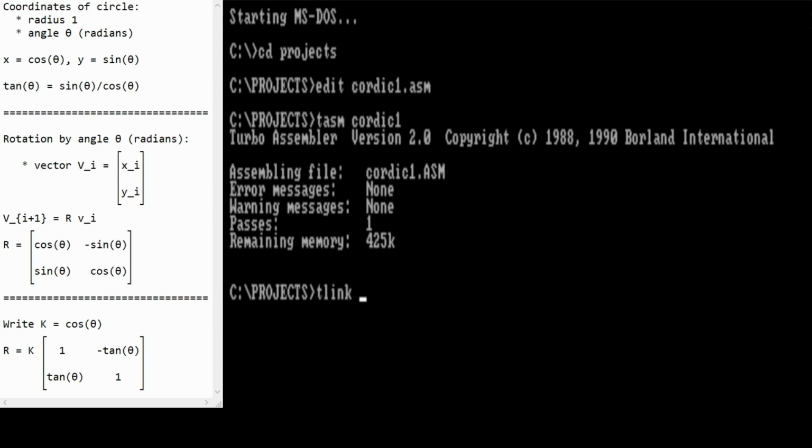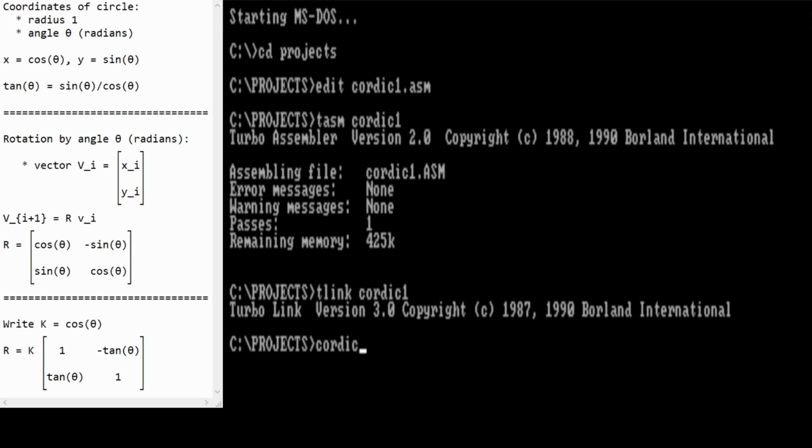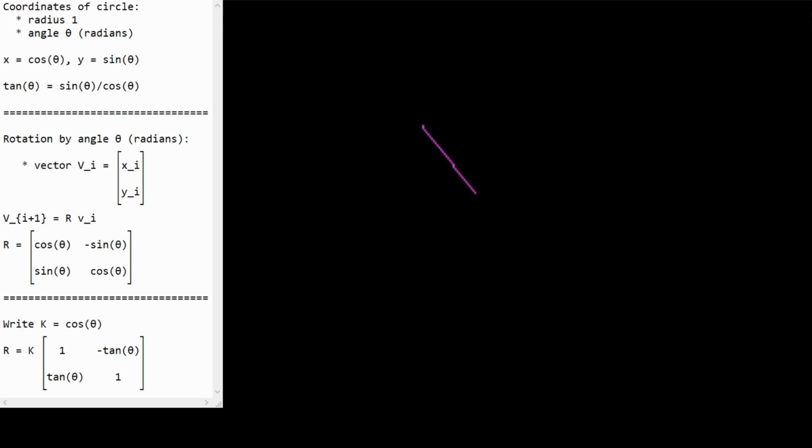So link CORDIC 1, and let's actually run it. I don't know how well this is going to show up. It's rotating so quickly here, even with the naked eye. I'm just seeing little fragments of line appearing, and actually it's really doing numerous rotations before the line shows up again. That's how fast it's going. One frame of the CRT is just too slow compared to our line rotation.